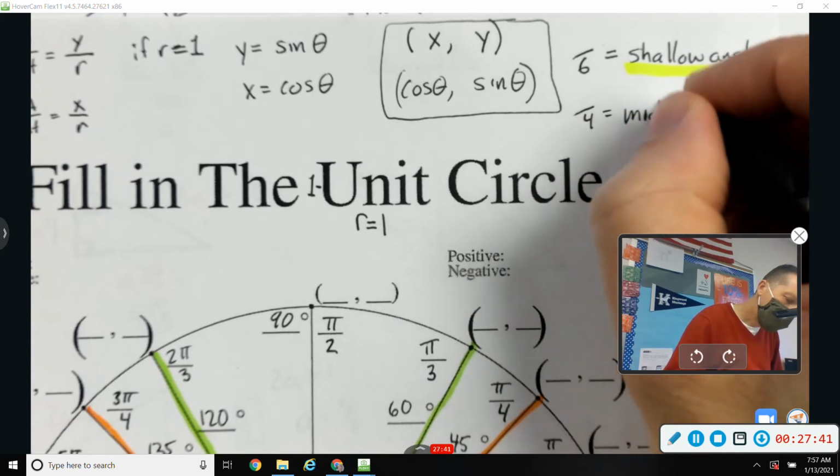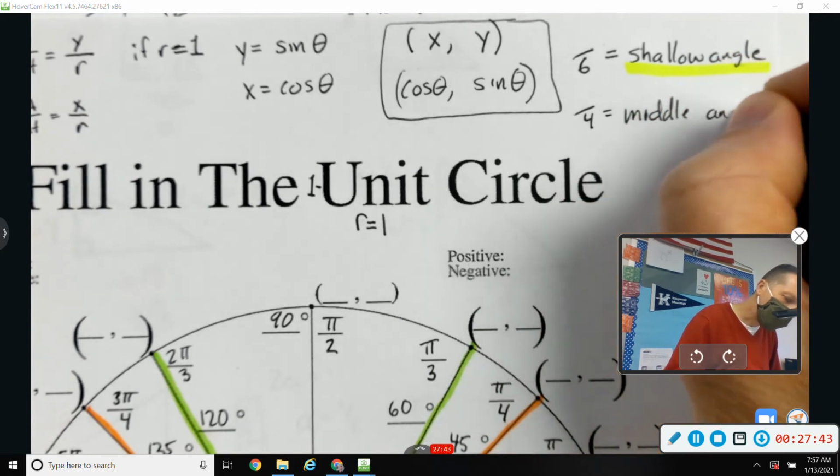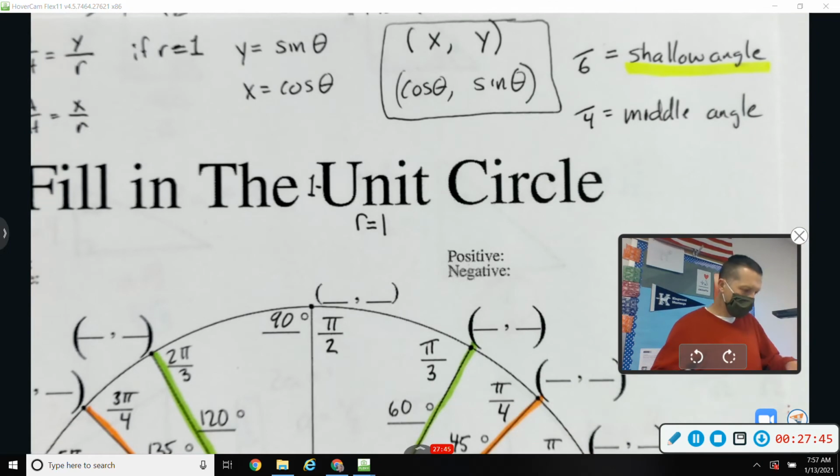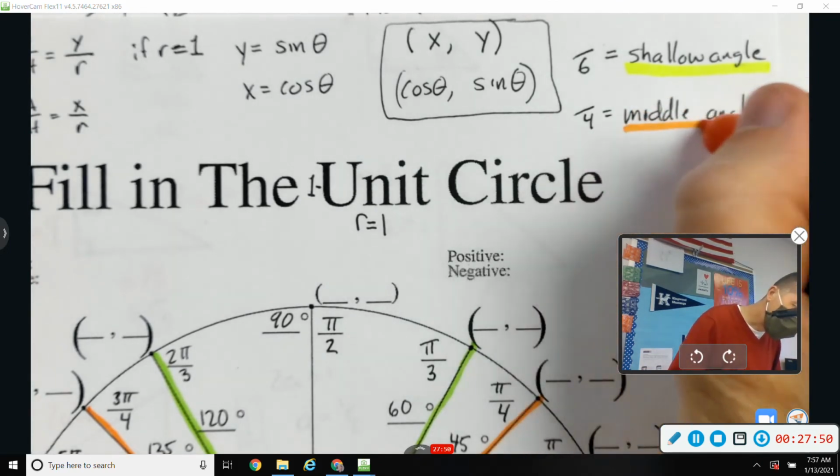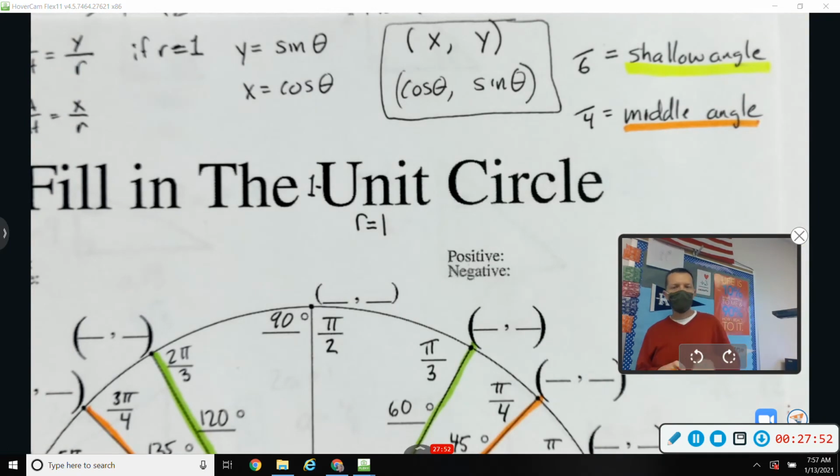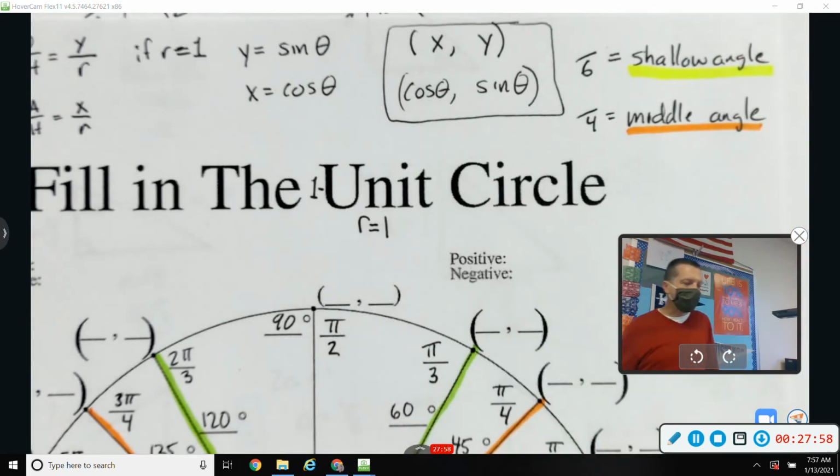Anything over 4 is always the middle angle. So I'm going to get my over 4 color and highlight or underline or kind of make a point of that. And again, anytime you get an angle that's something over 4, it's going to be right in the middle of whatever quadrant it lands in.